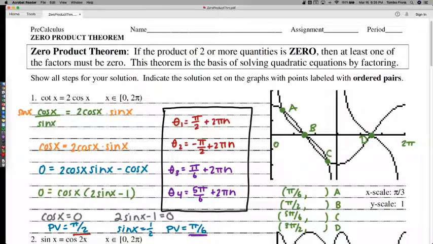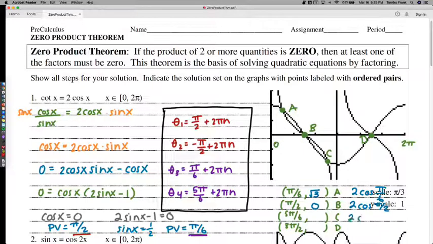So pi over 6, when I plug that into 2 cosine x, that becomes 2 times the cosine of pi over 6. That is going to become 2 times the square root of 3 over 2, which is just going to be the square root of 3. I'm going to do that again with pi over 2. That becomes 2 times the cosine of pi over 2. Well, the cosine of pi over 2 is 0. 2 times 0 is just 0.